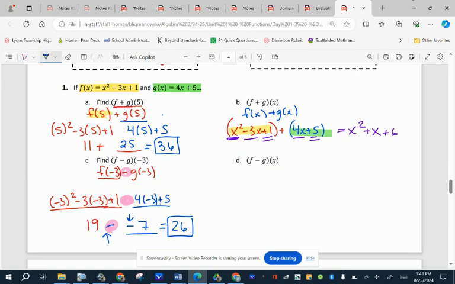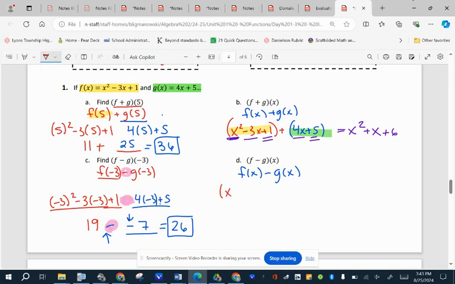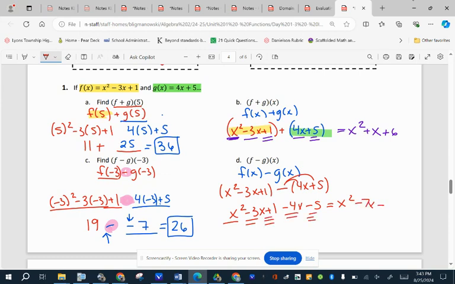We can also do this with just the function. So I can do f of x minus g of x. And now this can be fairly similar to what we did above. So x squared minus 3x plus 1, minus 4x plus 5. Now we can just subtract the like terms. I always like to distribute this negative in. So x squared minus 3x plus 1 minus 4x minus 5. I just think it makes it easier to combine like terms. So the x squared gets brought over. Negative 3 and negative 4 is negative 7. 1 and negative 5 gives me negative 4.